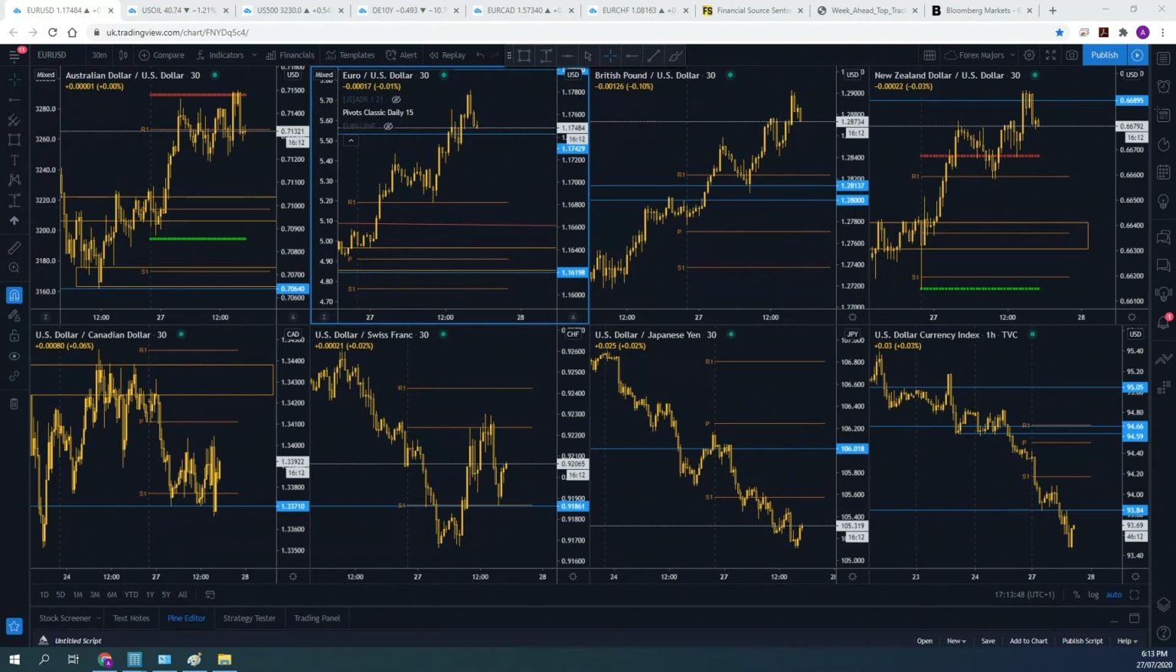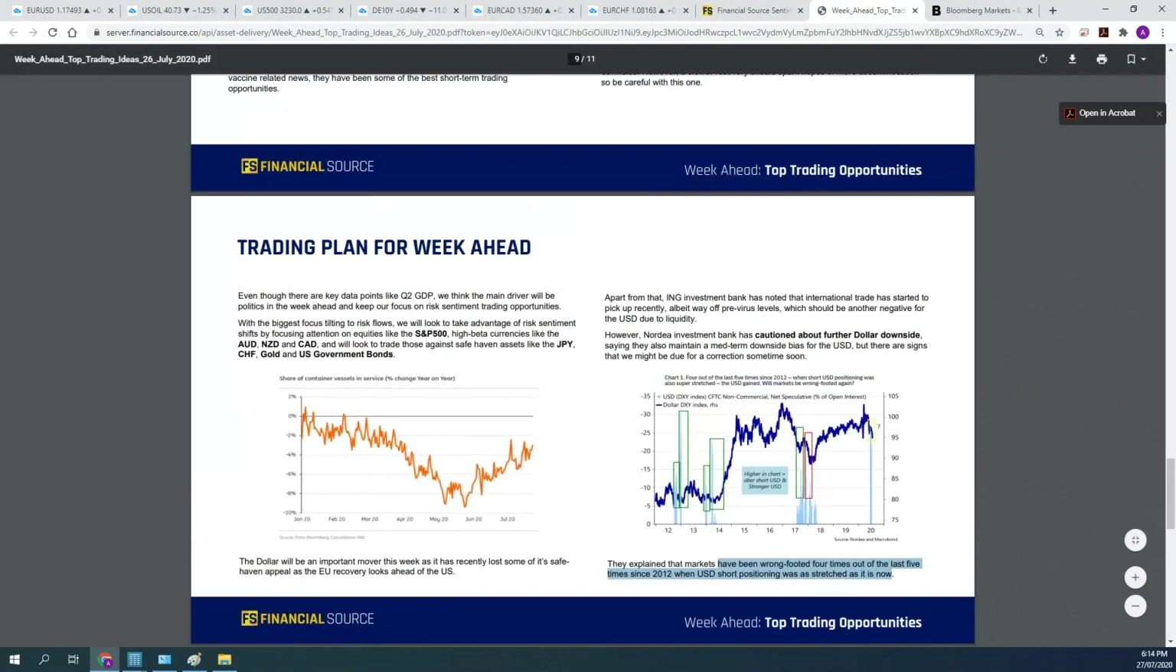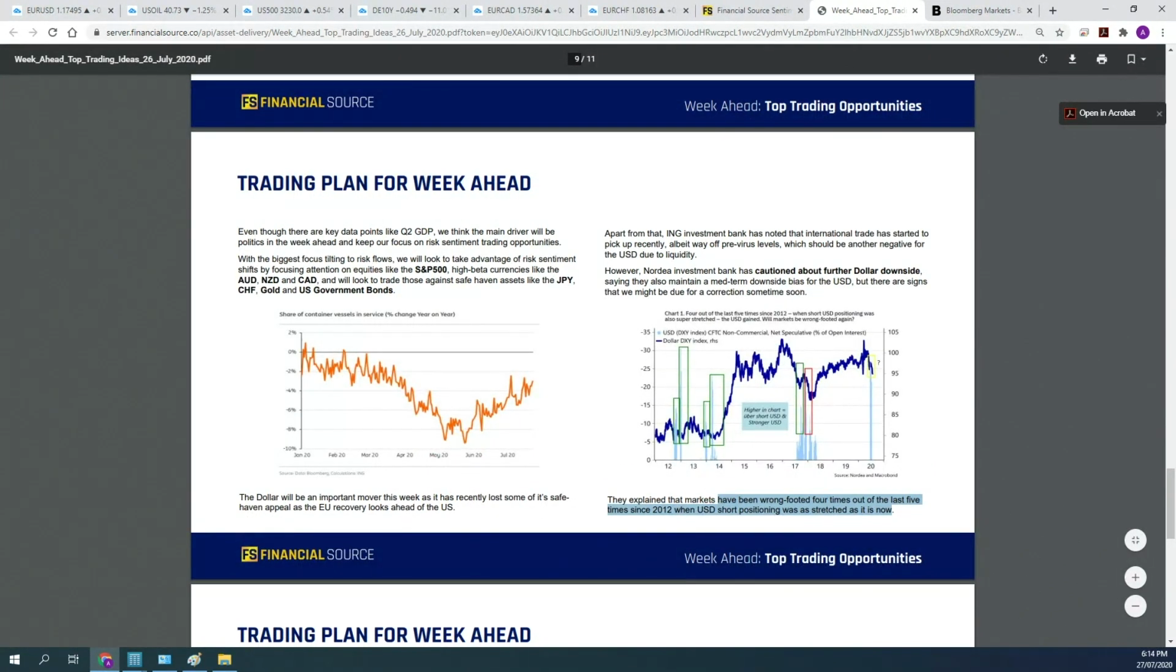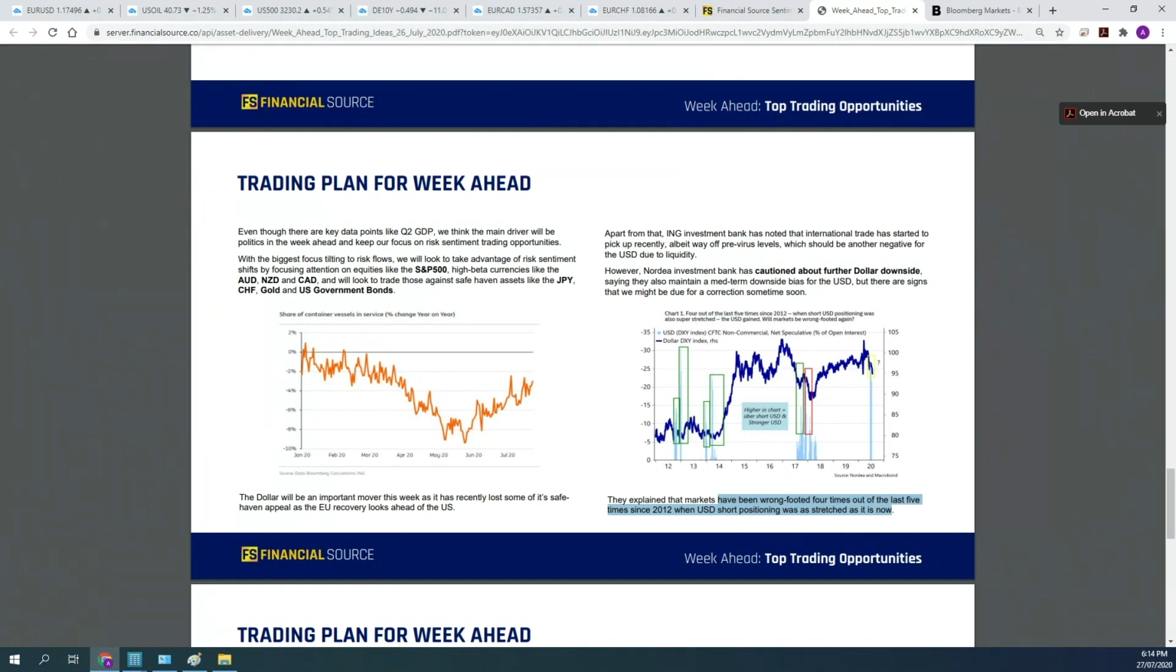Now, apart from the chart evidence and the options evidence, we can also look at additional research. Something we highlighted, for example, in our top trading opportunities report this week, is something highlighted by Nordea Investment Bank that shows that markets have been wrong-footed 4 times out of the last 5 times since 2012, when US dollar short positioning was as stretched as it is now, especially in terms of positioning versus open interest. Now, this, of course, doesn't mean the dollar must retrace from here. It just means that the evidence is mounting and growing in terms of probabilities to at least expect some pullback at some stage.